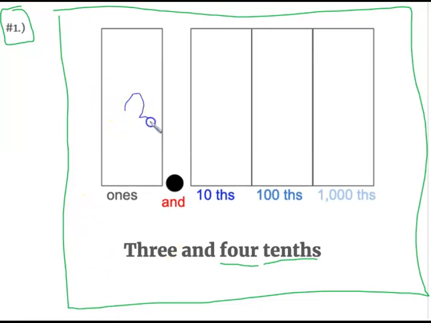Give it a shot. See if you got it right. So you should have 3 and 4 tenths. There's the tenths column. 3 and 4 tenths. Did you get that right?